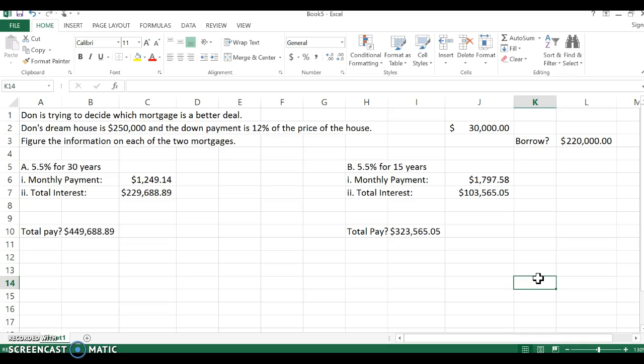But that's the difference. So a shorter mortgage results in a higher monthly payment, but in the long run, you're actually going to save a lot more money. So really, mortgage B is the better deal if you can afford it.